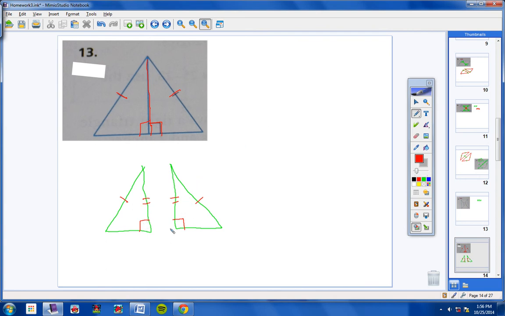Remember, when you have a right triangle, which we do, this is a right triangle here, and this is a right triangle here. When you have two right triangles, all that you have to have is a hypotenuse and a leg of one triangle congruent to a hypotenuse and leg of another triangle. And we have that. We have a hypotenuse and a leg here congruent to a hypotenuse and a leg here. So we can state these two triangles are congruent by hypotenuse leg, okay? Okay, moving on to number 14.